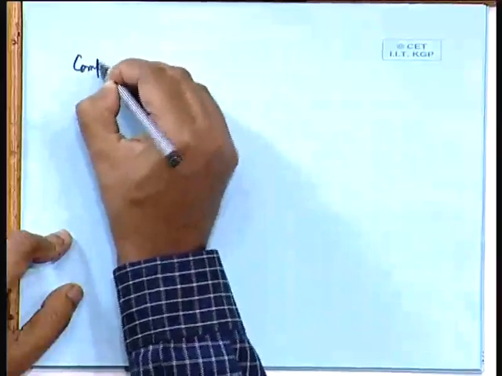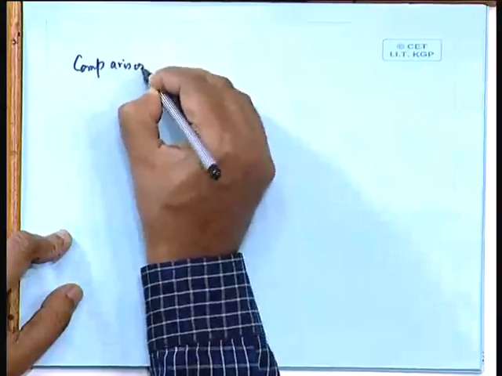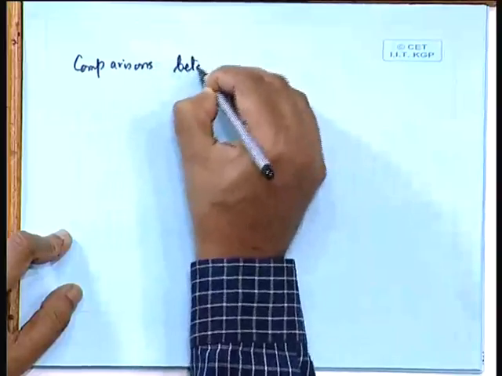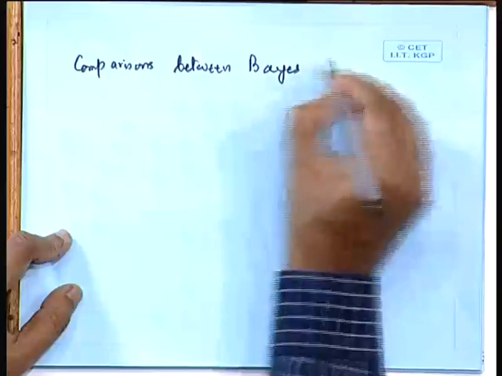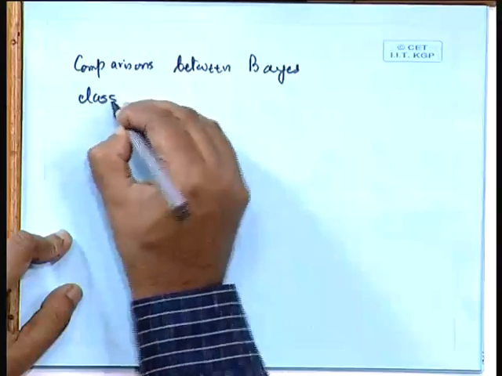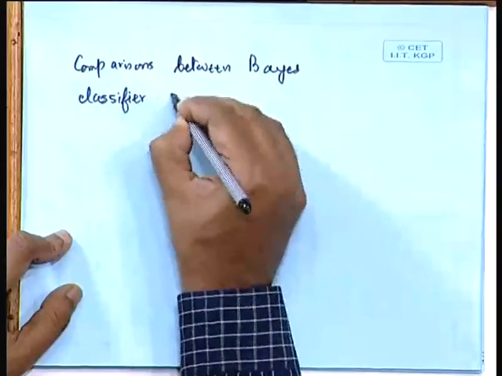So, we can in fact just jot down a few points about its comparison. Most of it we already discussed. Comparisons between Bayes classifier and perceptrons.